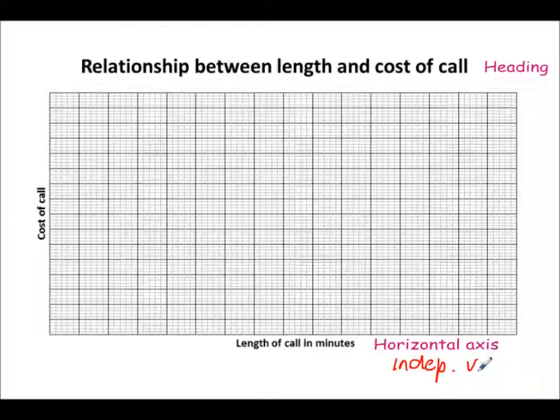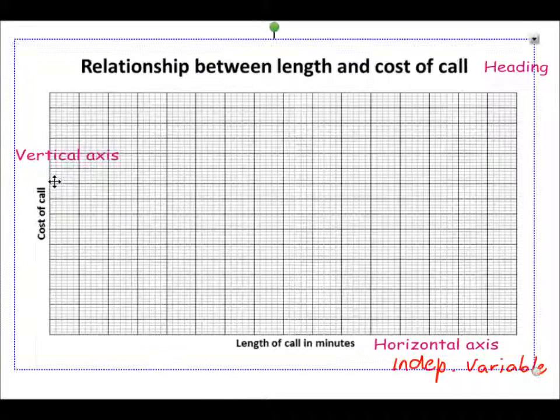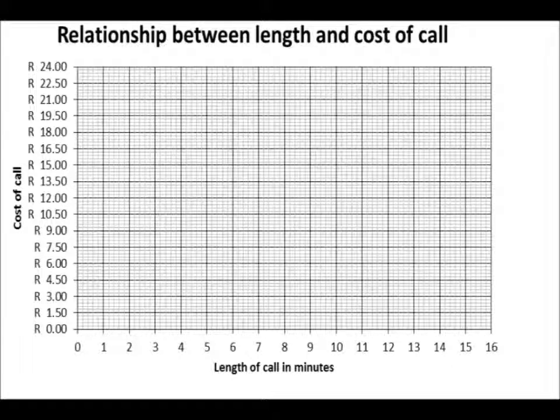So that's the independent variable because I can choose the cost. I can choose the length of the call, and then depending on how long the call is, that is what my cost will be. So the cost depends on the length of the call. The next thing we have to do, we have to now add the vertical axis and we have to add the horizontal axis.